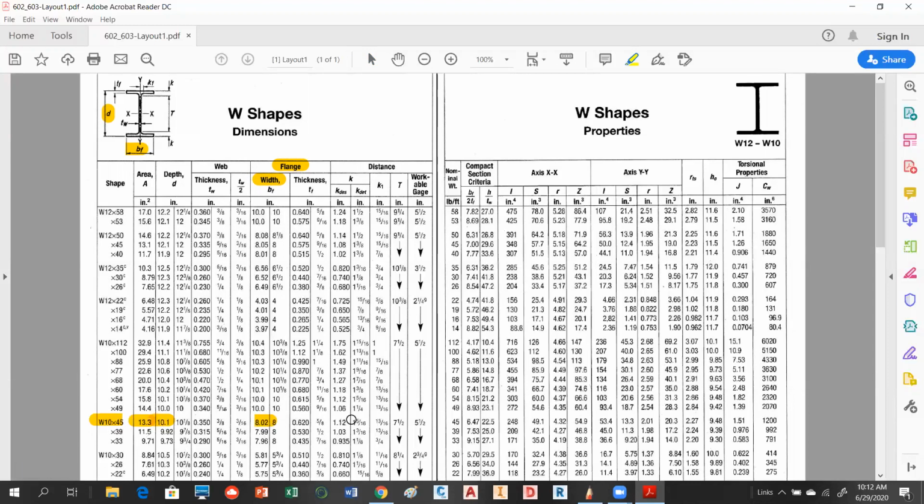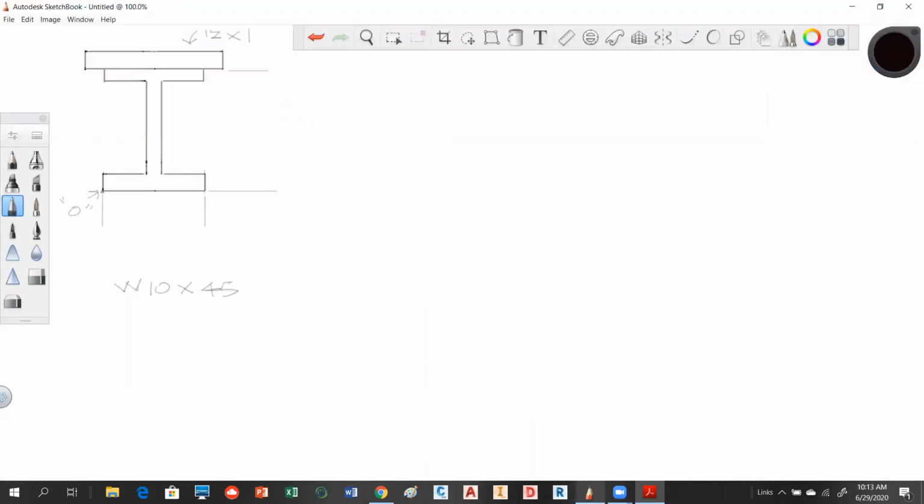So we're going to copy this back over on our diagram. So we determined this to be 8.02. The depth was 10.1 inches, and these are all in inches. And we have an area that was given as 13.3.